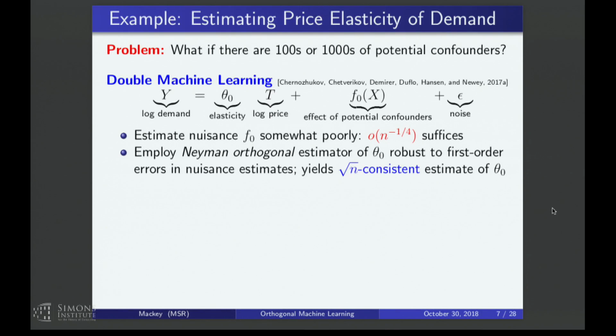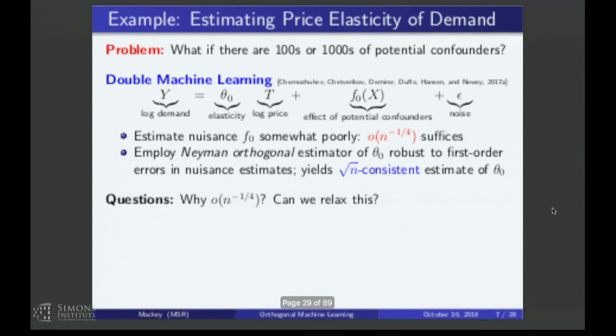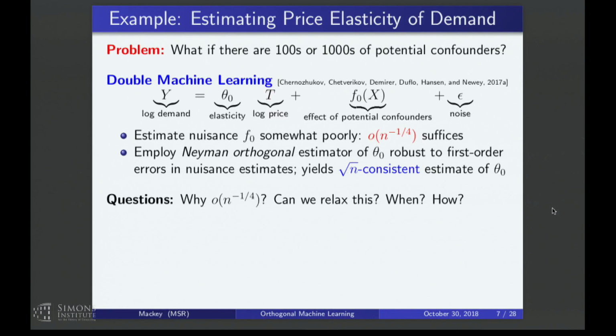Okay, so what does that buy us? Specifically, what their theory says is that an n to the minus 1/4 estimate of f0 is sufficient to get a square root n consistent estimate of the treatment effect, of your elasticity in this case. That's a pretty big gain. We're not demanding the same level of quality from our nuisance estimates as we were from the estimate that we cared about, the target parameter. But I think it also raises a lot of questions. For one, why n to the minus 1/4? Where does that come from? Can you relax that? When can you relax that? And how can you relax that? These are the sorts of questions that I want to deal with today.